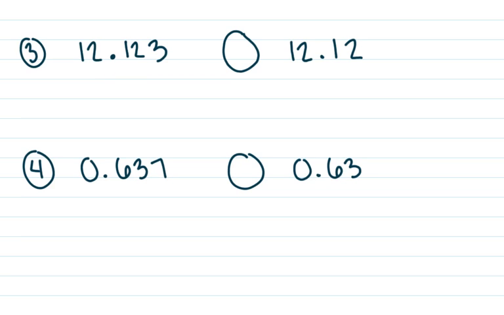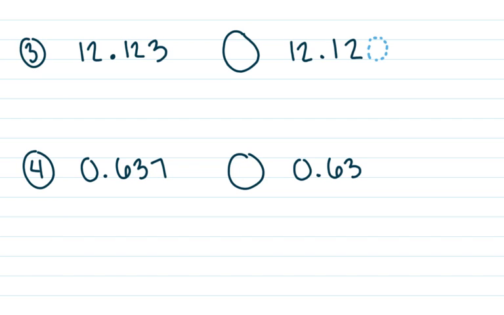All right, let's take a look at a couple harder ones here. Number 3, 12 and 123 thousandths being compared to 12 and 12 hundredths. Now notice you have two different place values in these numbers. One number goes to the thousandths and one number goes to the hundredths. So you have to kind of watch out for that. But let's go ahead and jump in and start to compare. When you have different place values, I would suggest you make both numbers the same place value.